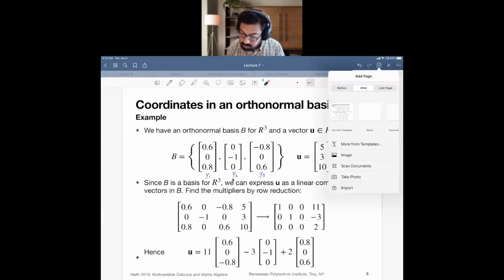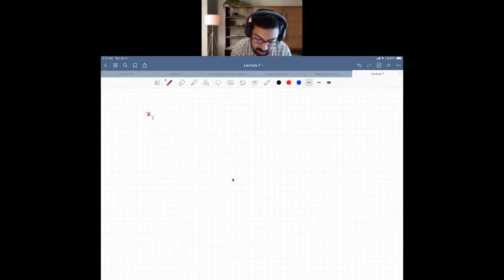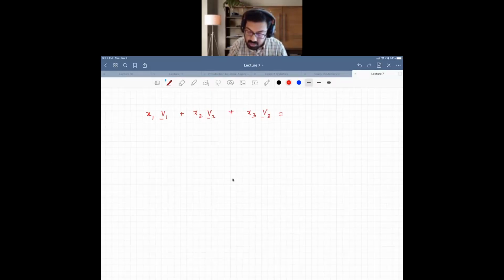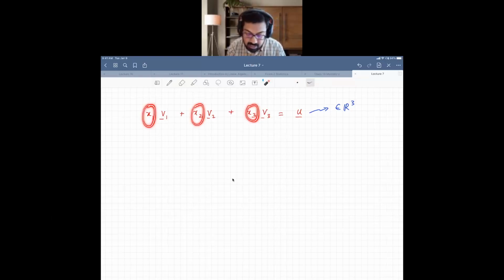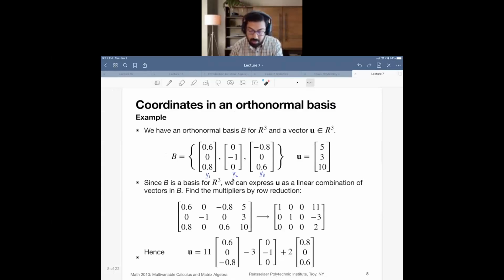Now, the question is, can I take x1 amount of v1, and x2 amount of v2, and x3 amount of v3, and reach with this any vector u that also belongs to R cubed? So I need to figure out how much. And if I'm able to figure out how much of each, then what I have found is the coordinates of that orthonormal basis to get to U. So let's see. What you can do is set it up as a system of linear equations.